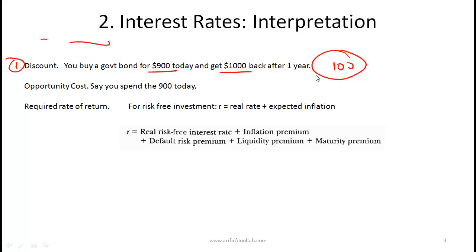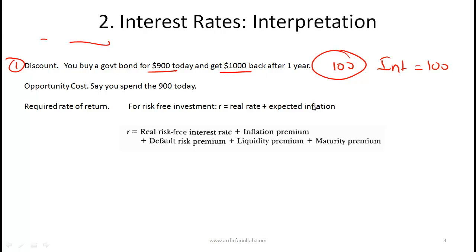What's the interest here? The actual interest amount. So the interest is also equal to 100. Okay, do you get this? So you pay 900 today, you will get 1,000 back 1 year later. So that 100 is a discount.